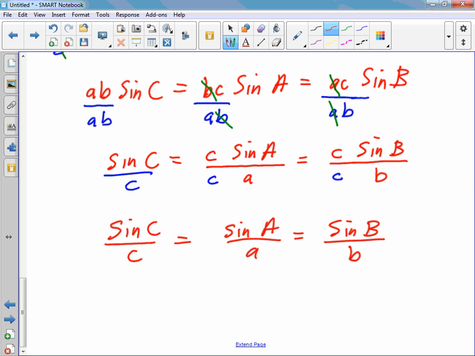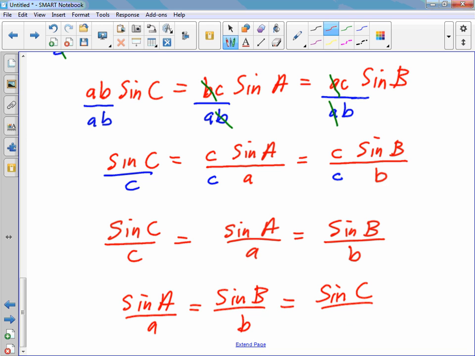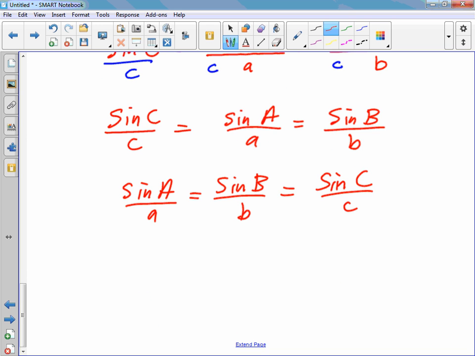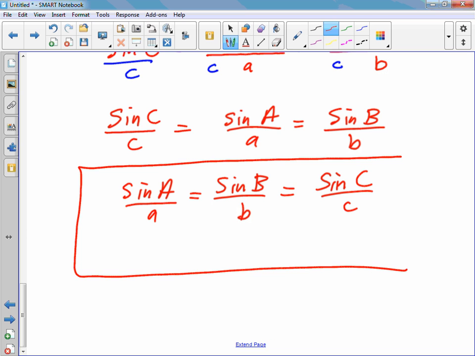Okay, and normally you'll see it written just sine A over A equals sine B over B equals sine C over C. And that, ladies and gentlemen, is where we get the law of sines. Okay, and again, you'll have lots of time to practice.